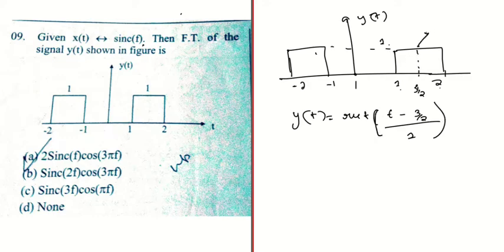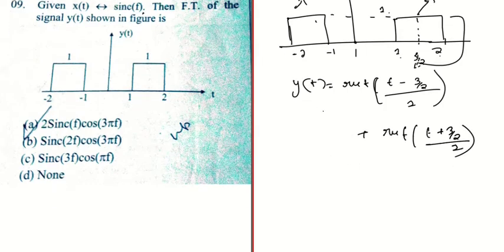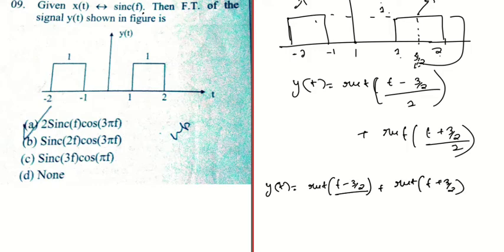This is this signal, and the next one is shifted to the left side, that is (t plus 3/2) divided by 1. So y of t, I can write as rectangle (t minus 3/2) plus rectangle (t plus 3/2). A is 1 here, so I am not going to write it for now. And we have to find out Y of omega.